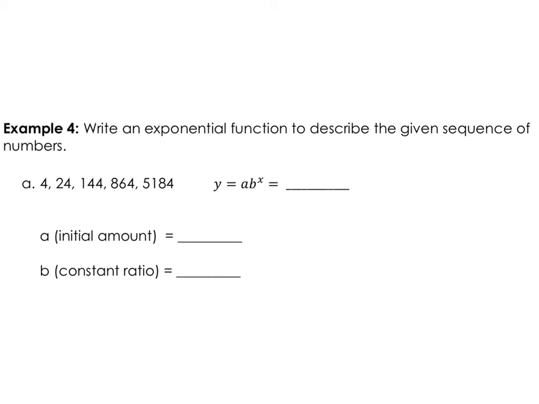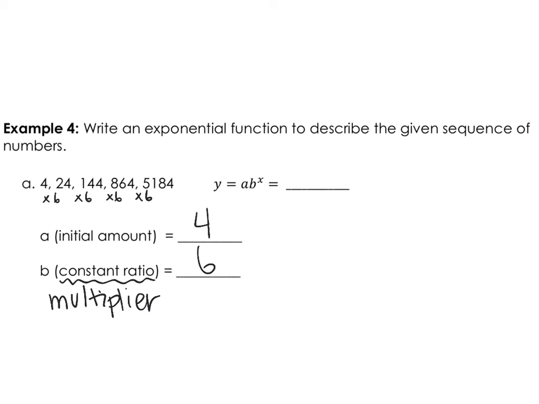Okay, let's look at some patterns. So on these ones, we're going to look for how we're getting from each number to the next. So what is the pattern? So 4 to 24 to 144 to 864, and so on. It looks like this is multiplying by 6. So our initial amount that we began with was positive 4. And this says constant ratio, but I like to call it your multiplier. And you'll see why in a minute. Our multiplier was 6. We were multiplying by 6.